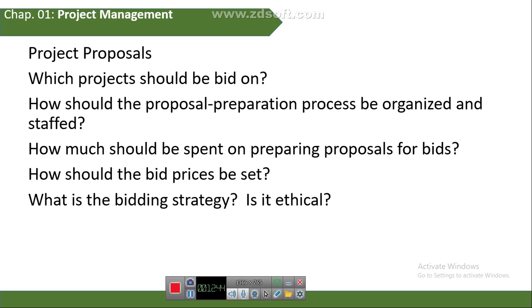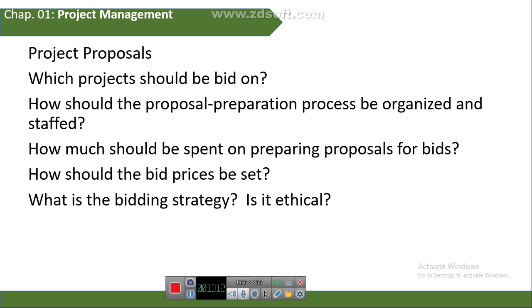Project proposal: which project should be bid on? In a project proposal, we will write the cover letter, past experience, content, summary, objective, and the whole criteria that we propose to someone to give us a project. Which project should be bid on? How should the proposal preparation process be organized?